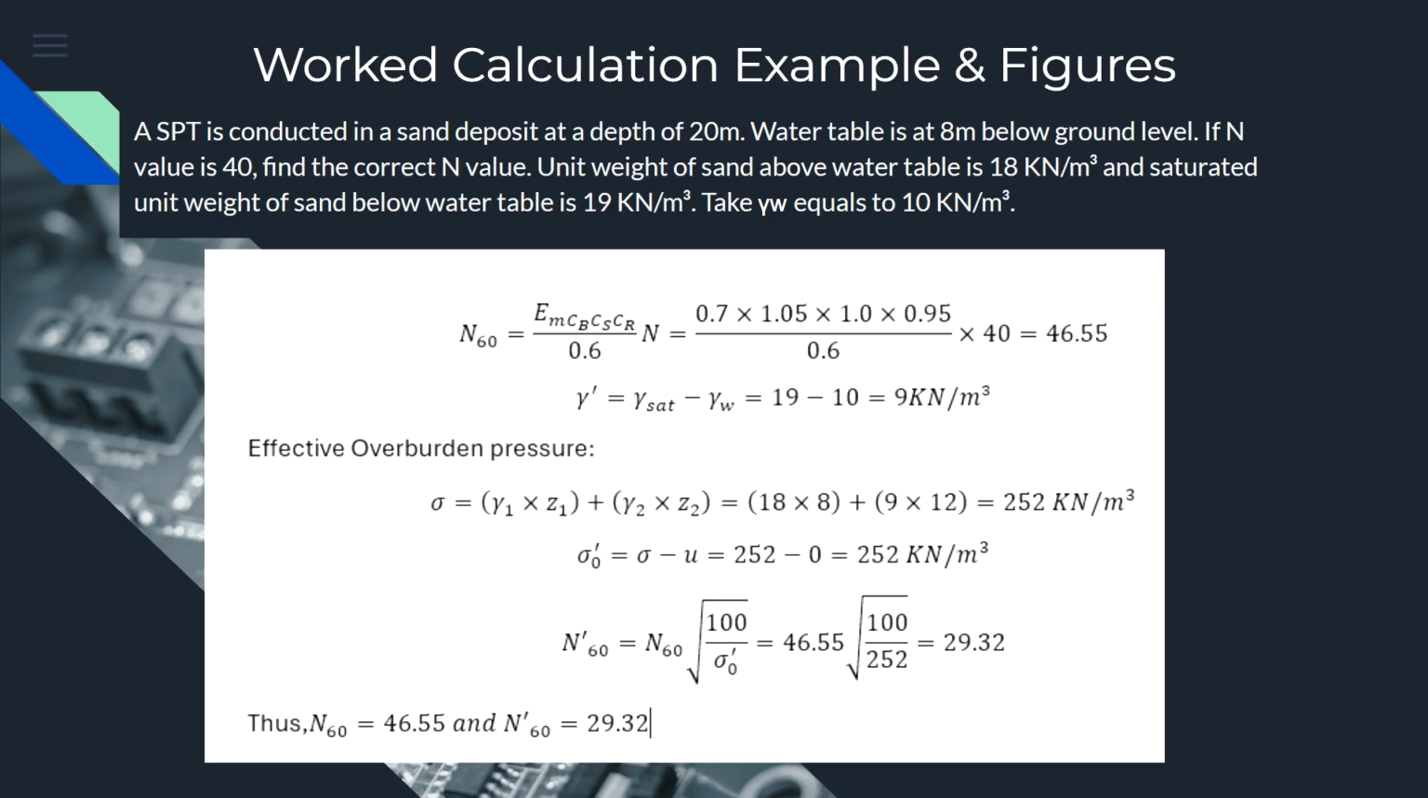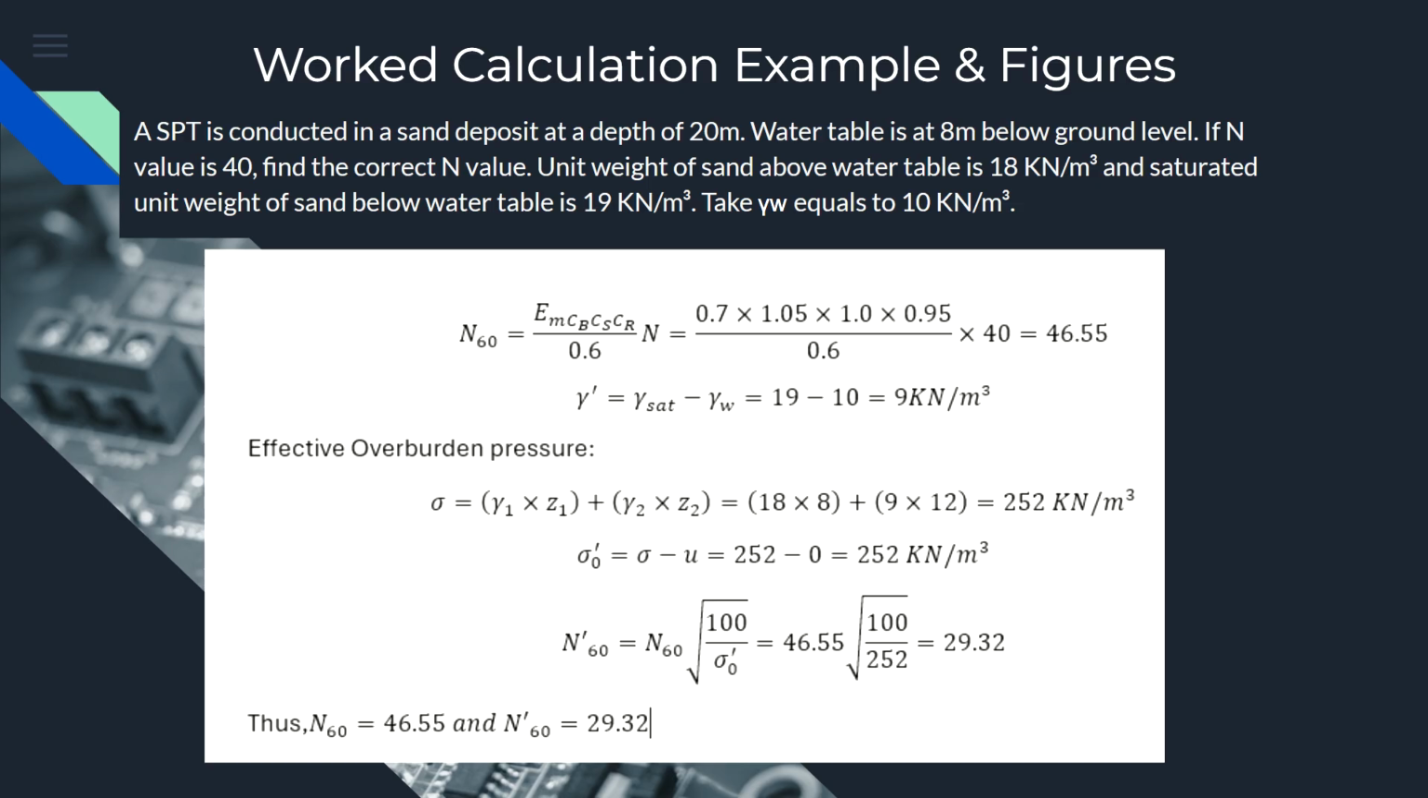So this is the worked example for how to calculate the adjusted SPT N number. SPT is conducted in a sand deposit at a depth of 20 meters. Water table is at 8 meters below ground level. If the N value is 40, find the corrected N value. Unit weight of sand above water table is 18 kN per meter cube, and saturated unit weight of sand below water table is 19 kN per meter cube. Take the unit weight of water as 10 kN per meter cube. So the solution is as follows.